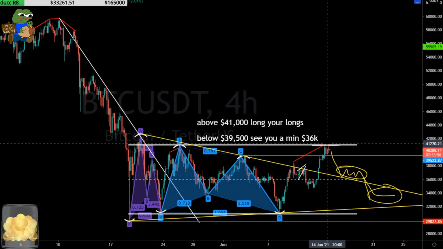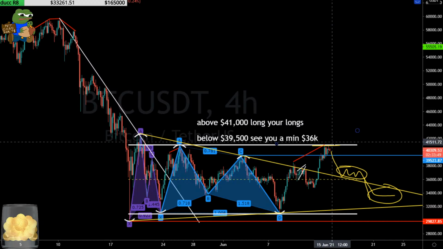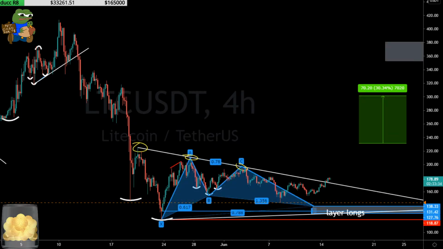Bitcoin, though, has not rallied to 41 yet. So you're sitting at 40,300 and selling off. I mean, it's minor, and this means nothing right here. You're just seeing indecision candles painting, okay? So let's move on to Litecoin.